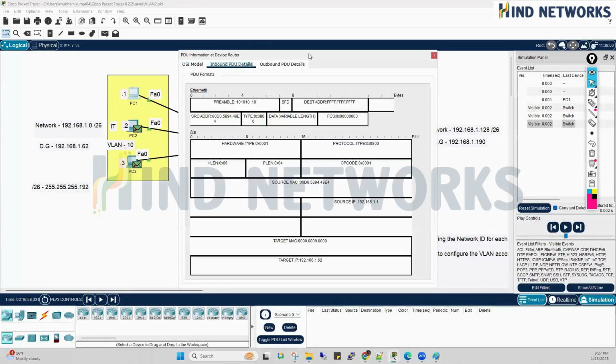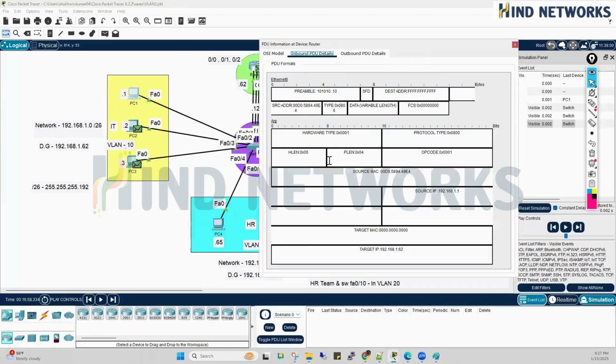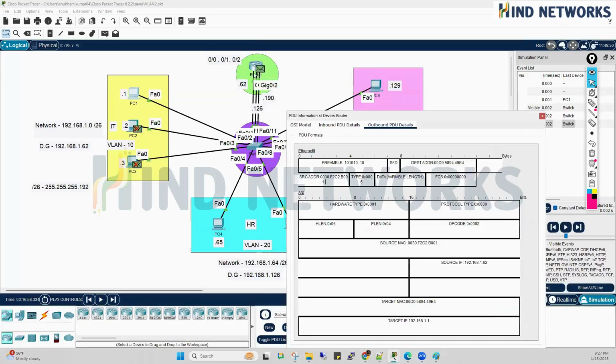See here, when I open, that is the inbound. Inbound means this router receives it. Clear? Now, outbound. In this outbound, see, what is the source address? Source address is B001. What is the source MAC address? B001. That is the MAC address of which interface? That is the MAC address of the router, this interface, this one, first one.